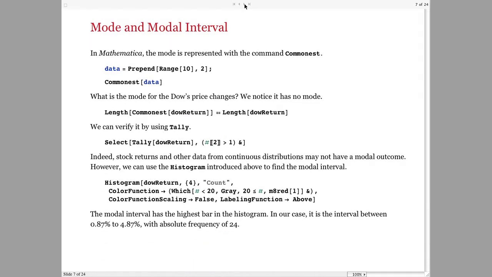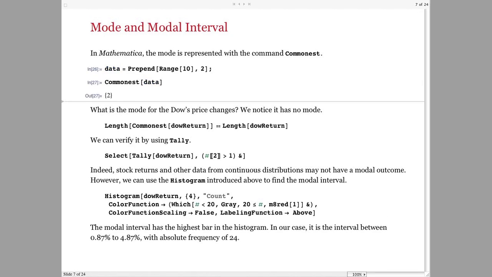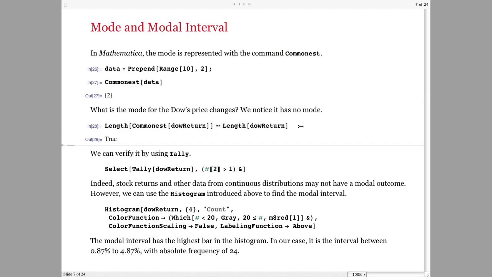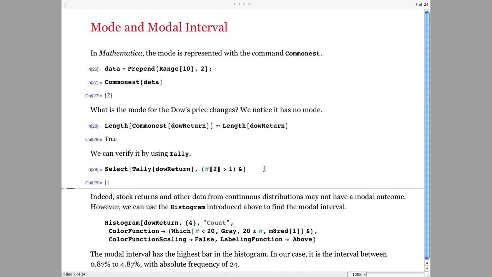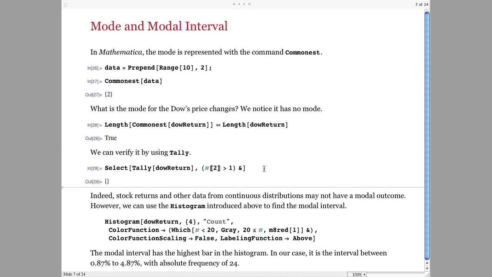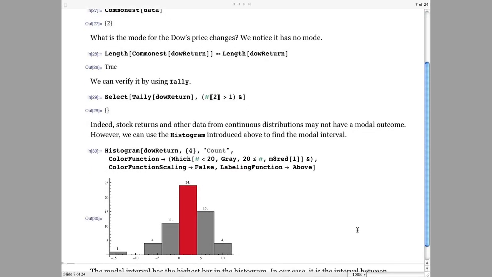In Mathematica, the mode is represented with the command Commonest. Now, what is the mode for Dow's price changes? We notice it has no mode. We can verify it using Tally. Indeed, stock returns and other data from continuous distributions may not have a modal outcome. However, we can use Histogram to find the modal interval.